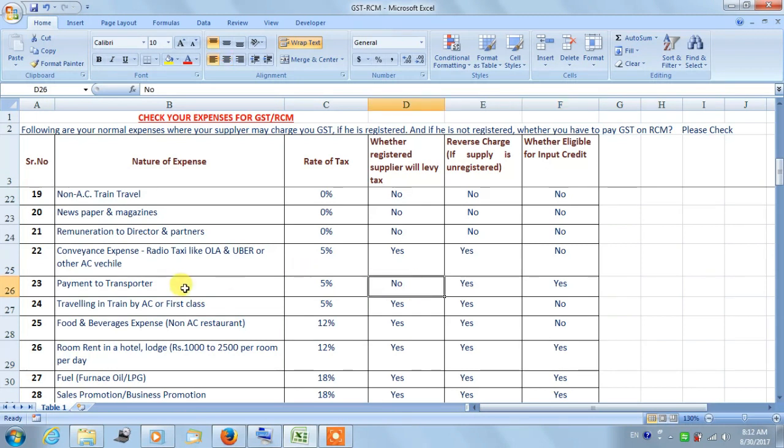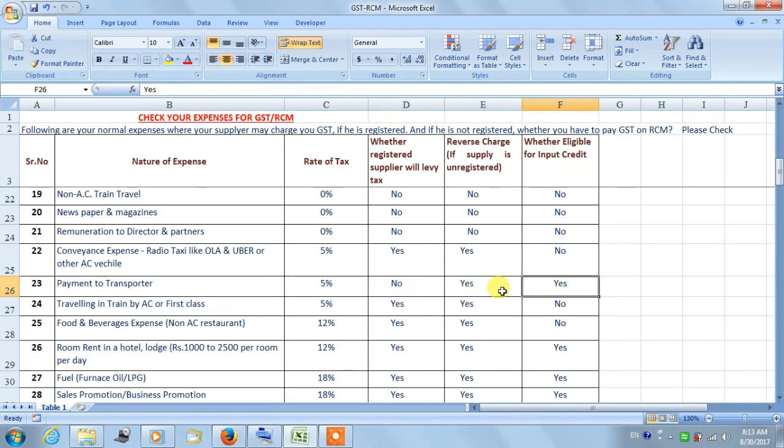Now the payment to transporter. Most transport services are exempted, but if your supplier is not registered under GST, then you have to apply reverse charge on it. Payment to transporter is eligible for input tax credit, but before applying reverse charge on transport, you need to know the concept of GTA under GST, that is Goods Transport Agency under GST. We will try to make a video on it separately.